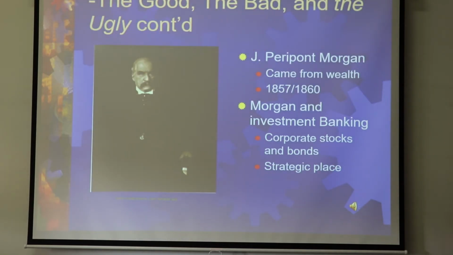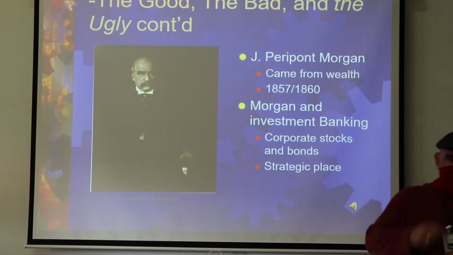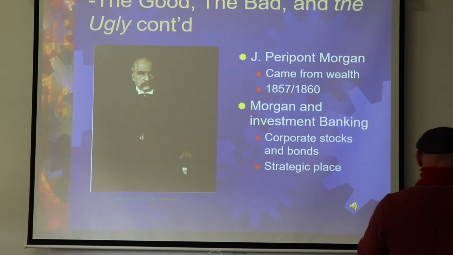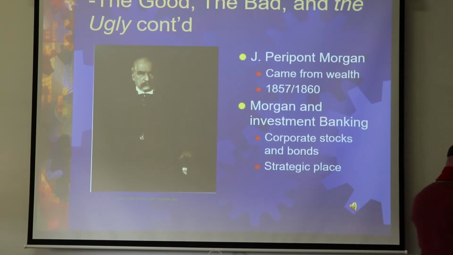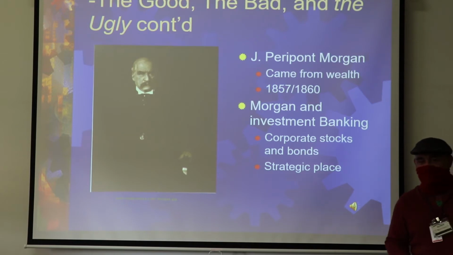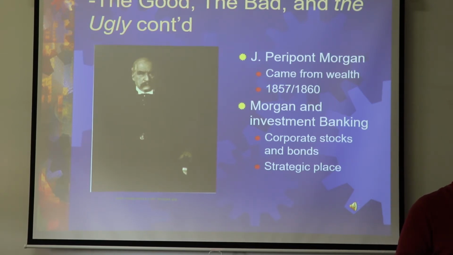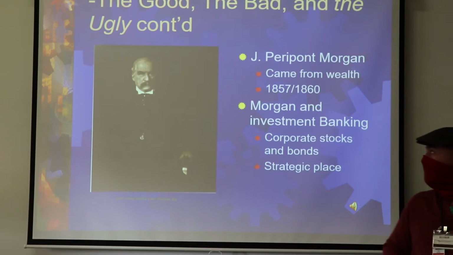The ugly. J. Pierpont Morgan. Now, unlike the earlier guys that we talked about, Morgan came from wealth. The other two guys, they weren't that wealthy. Indeed, he started working with his dad at his father's London banking house in 1857. And by 1860, he crossed over the pond to start an investment house in America.